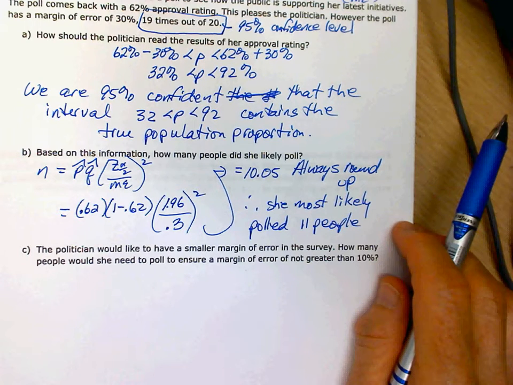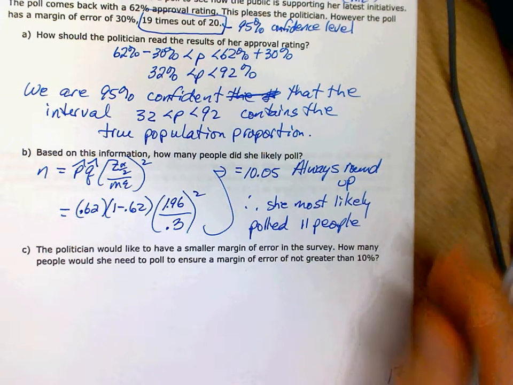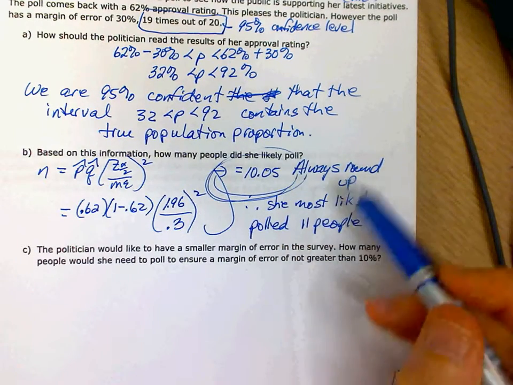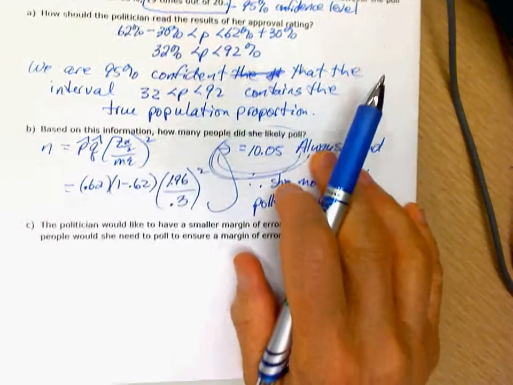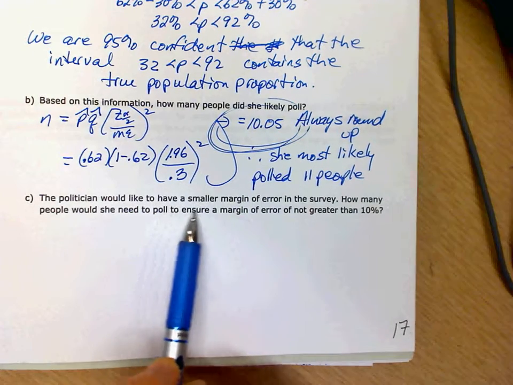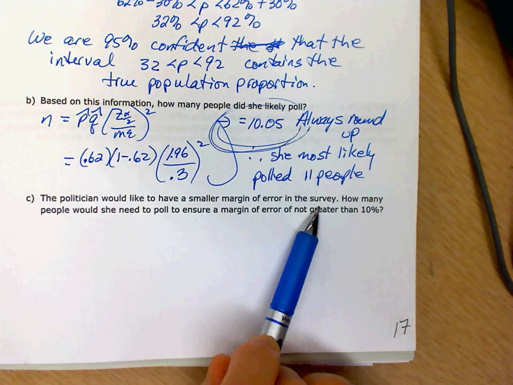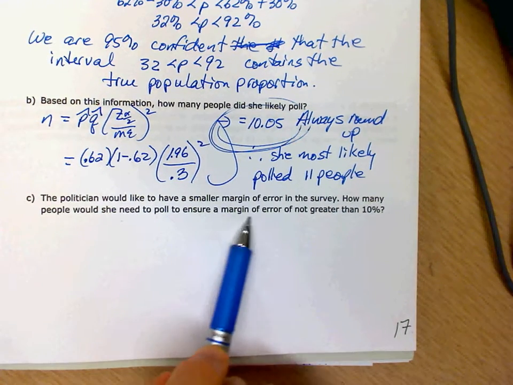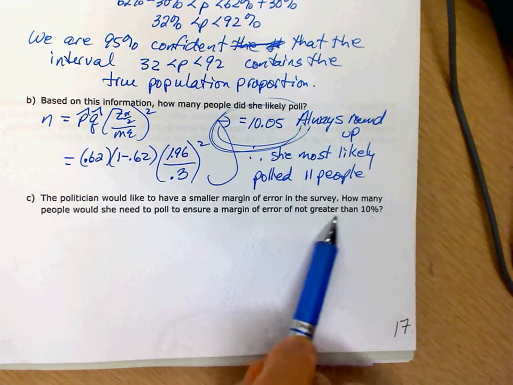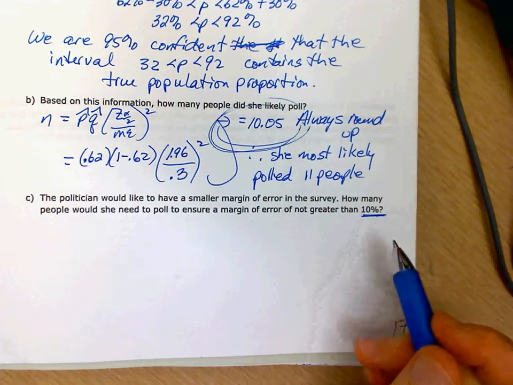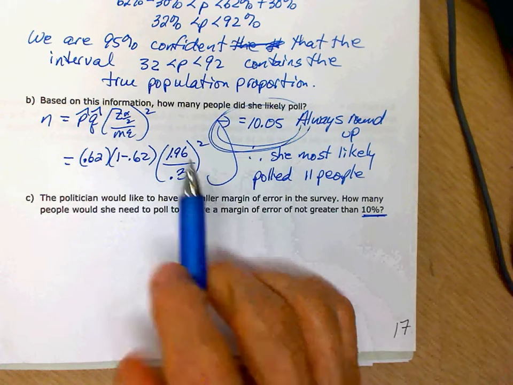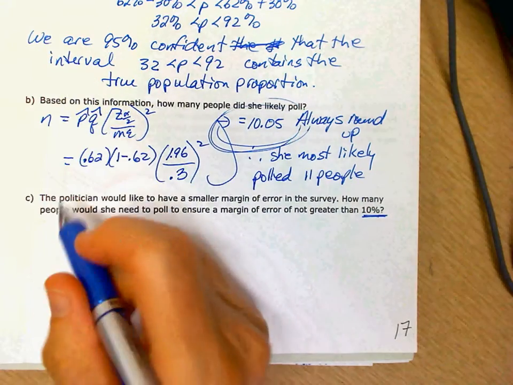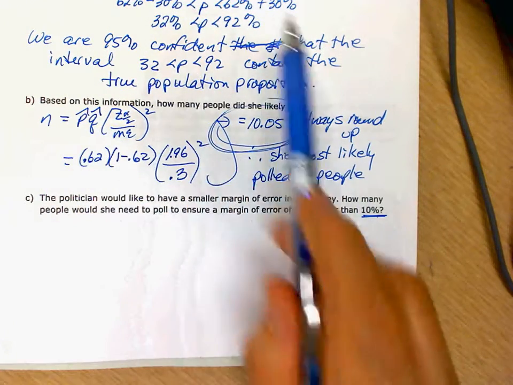Okay, so always remember, for calculating how many numbers in our sample, you should always round up. The politician would like to have a smaller margin of error in the survey. How many people would she need to poll in order to ensure a margin of error of not greater than 10%? Okay, so now all we're doing is changing that margin of error to 0.10. That would be better, because then she's going from 60 to not greater than 10%.